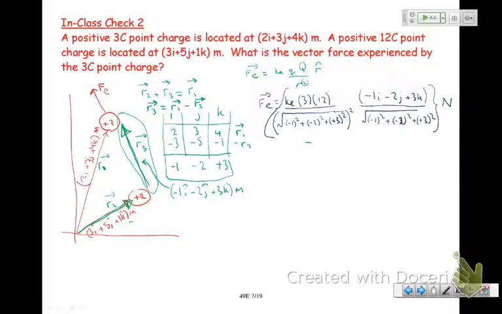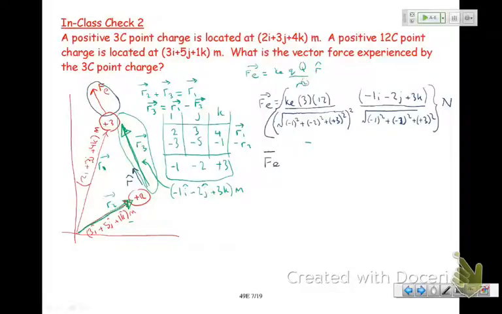Now, because my unit vector is in the same direction as the force that I want, I just leave the signs alone. If by chance I had used this displacement vector, but I'd asked you about the force on the 12, I could have just put a negative sign somewhere or changed these positives to negatives. So I leave the signs alone or change them depending upon my diagram.